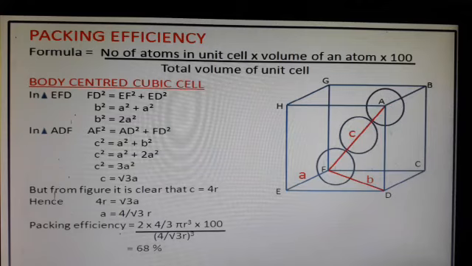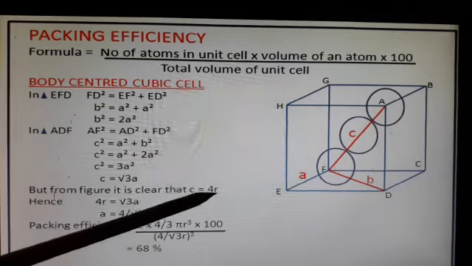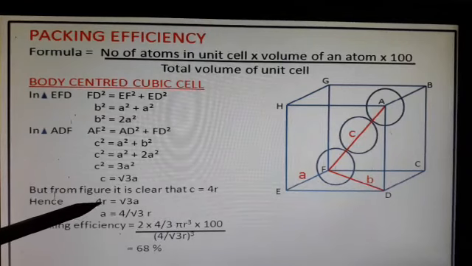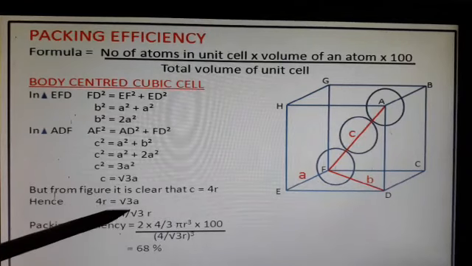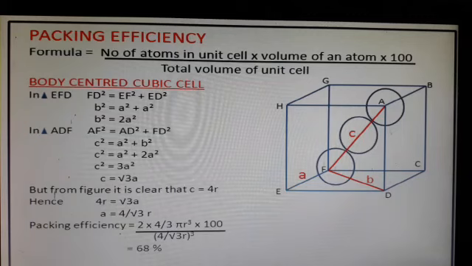But from the figure again it is clear that this C, means AF, is equal to 4R. Why 4R? Again, this one is R, so AF is equal to 4R, or C is equal to 4R. So we have two values of C, under root 3A and 4R. So you compare these two equations, 4R is equal to under root 3A, or A is equal to 4 by root 3R. This is the value of A.